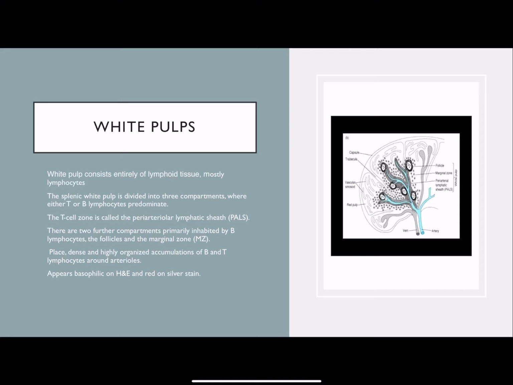The white pulp is a dense and highly organized accumulation of the B and T lymphocytes around the arteriole. The white pulp is basophilic on H and E stain and appears red on the silver stain.